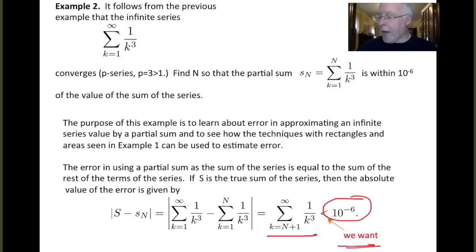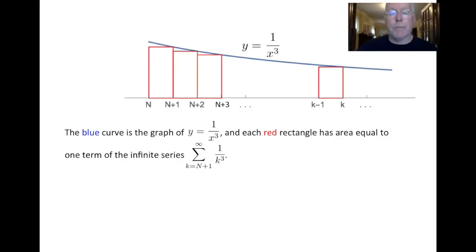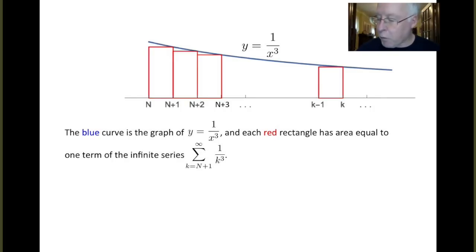So we're going to see how the rectangle picture helps us come up with the value of n by, again, working with an improper integral. So here's our picture. The blue curve here is the graph of 1 over x cubed. That's the function associated with the infinite series.